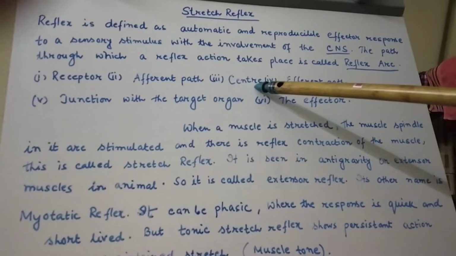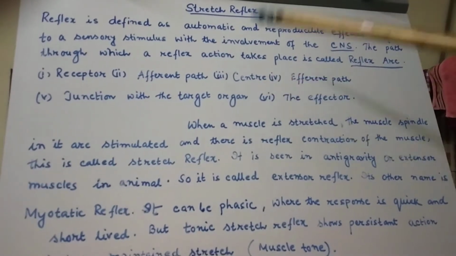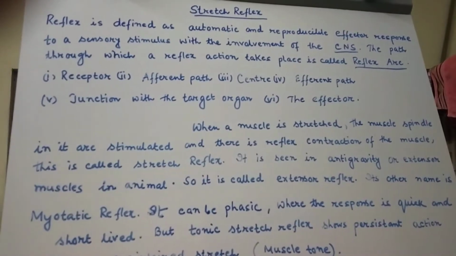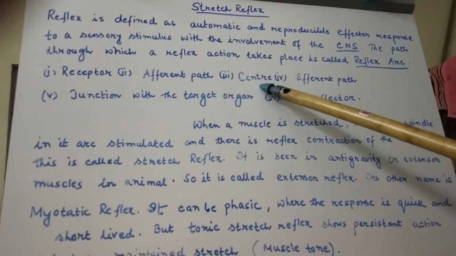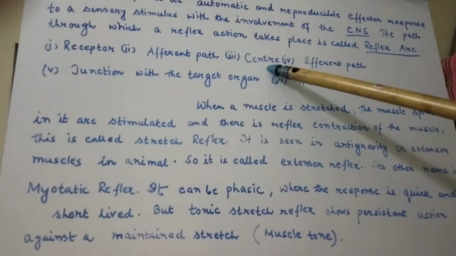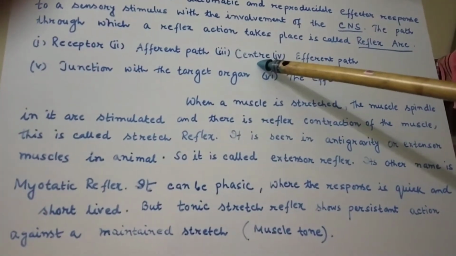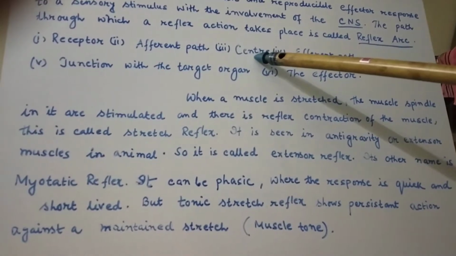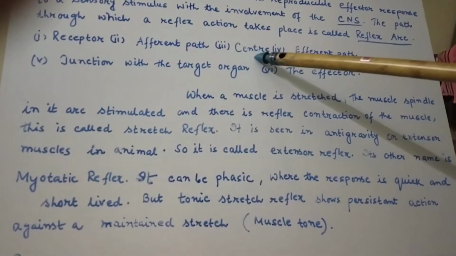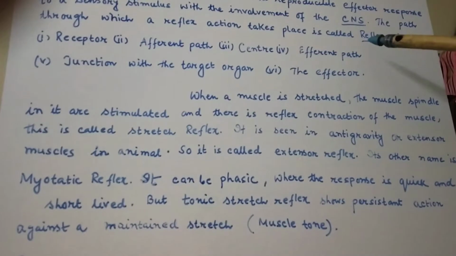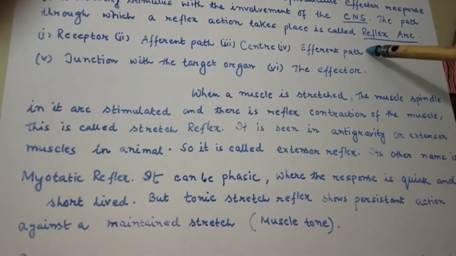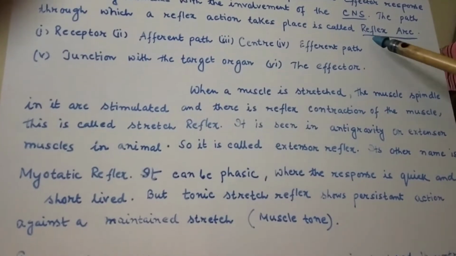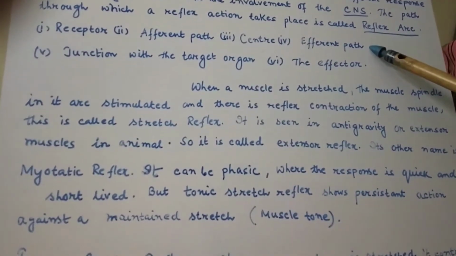Now we are coming to the third part of the reflex, that is called the center. Center means where a synapse formation occurs, and that is also EPSP, excitatory postsynaptic potential, in type. Next one is the efferent path, or the efferent pathway. The efferent pathway is basically formed by the motor nerve.